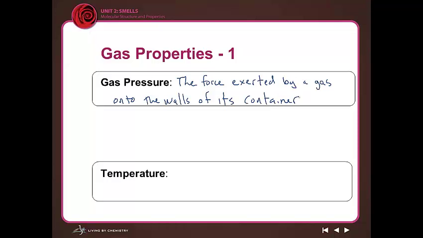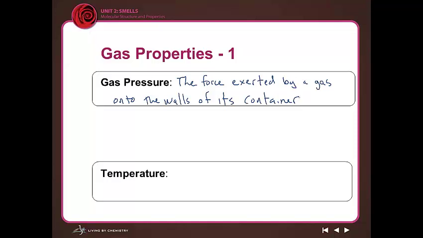Now, remember that gases expand to fill whatever they're being held in. So we measure this gas pressure as the force exerted by that gas on the walls of whatever it's being contained in. We feel gas pressure on us. Generally, it's around 1 atmosphere of pressure. There are multiple different ways to measure pressure that we will talk about a little bit. But generally, atmosphere is what we use in this class.